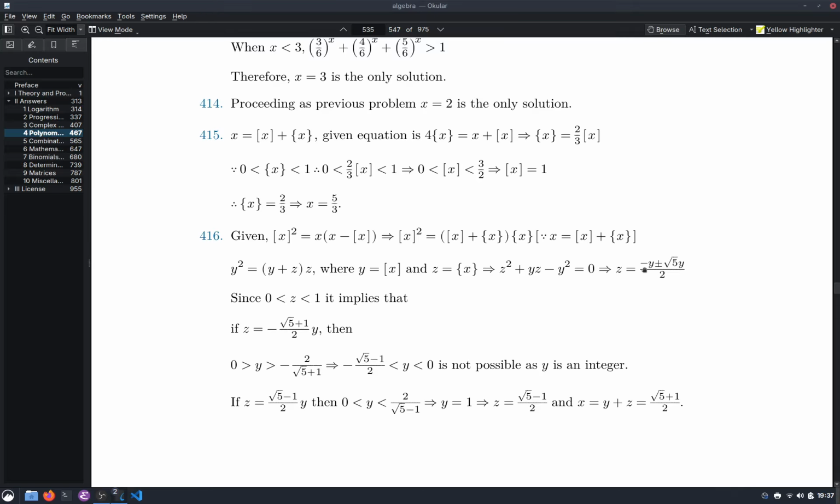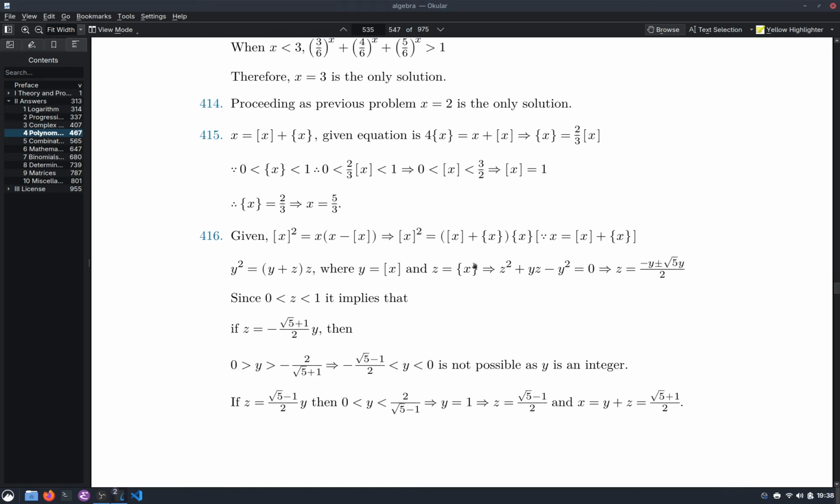That implies that z is equal to minus y plus minus square root of 5y by 2. This y seems to be outside the square root, which is true because when you do this math, this is b square minus 4ac, so b here is y, and a is 1, and c is minus y square, so that is 5y square. So this y is definitely outside the square root.